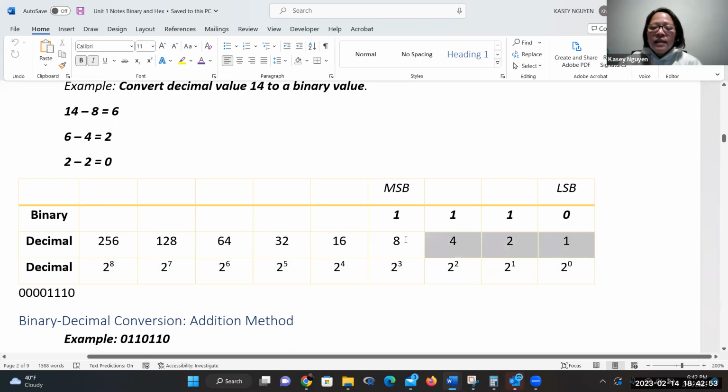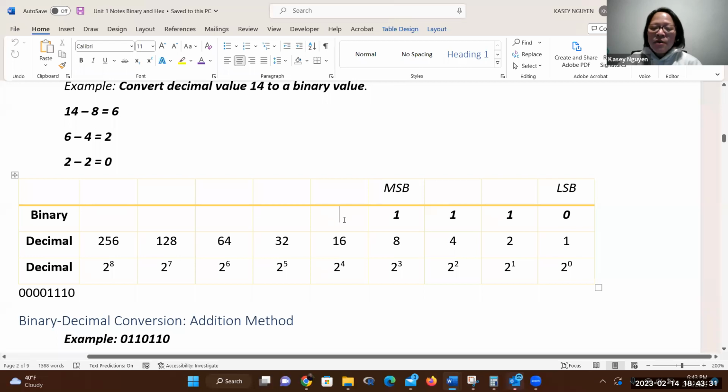So you are going to look at the scale, which is multiples of 2, and you ask yourself, what is the highest number that I can subtract from 14? I cannot subtract 16, that's too large. So 8 will be the highest number that I can subtract. So I take 14, subtract 8. And as you subtract that number, you need to put a 1 on top of it. So that bit turns on.